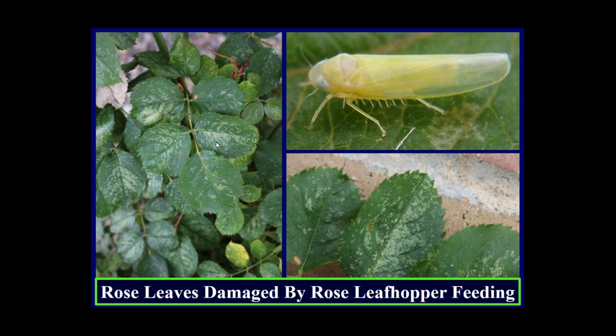If you look on the leaf underside, you will see molting skins of the leafhopper nymphs. I showed you molting skins of aphids. Leafhoppers also will leave the residue, that is the molting skins, when they move from nymph to adult. So in addition to the stippling or speckling on the leaves, if you look on the leaf underside, you'll also see the cast skins or the molting skins of rose leafhopper.